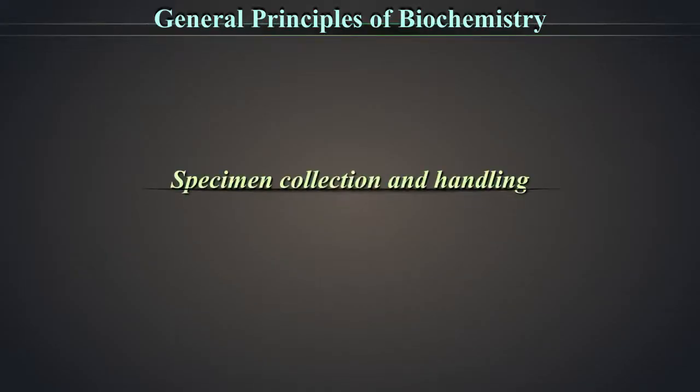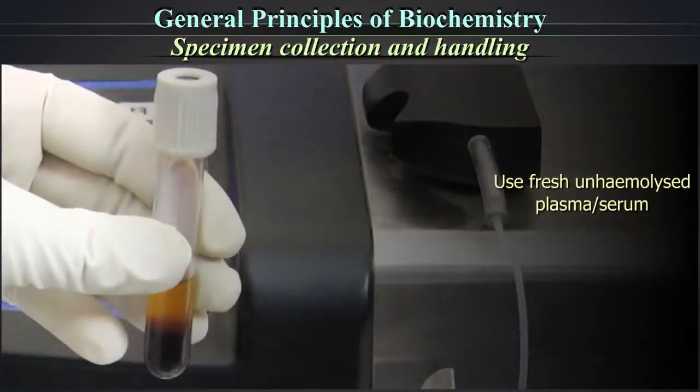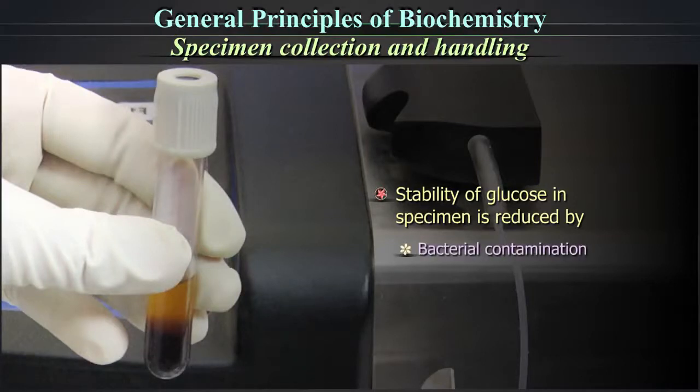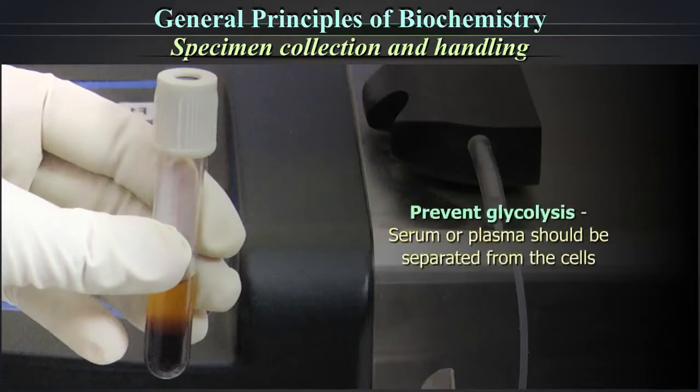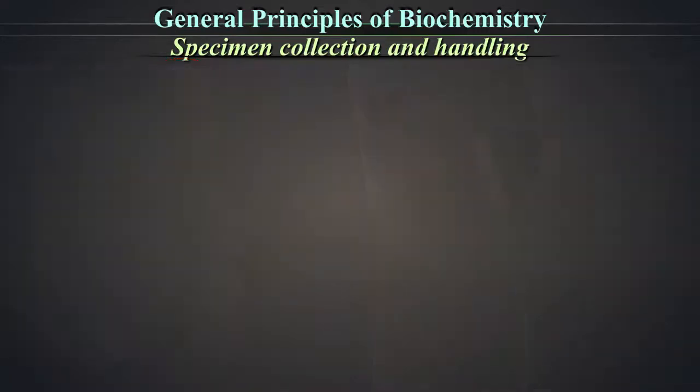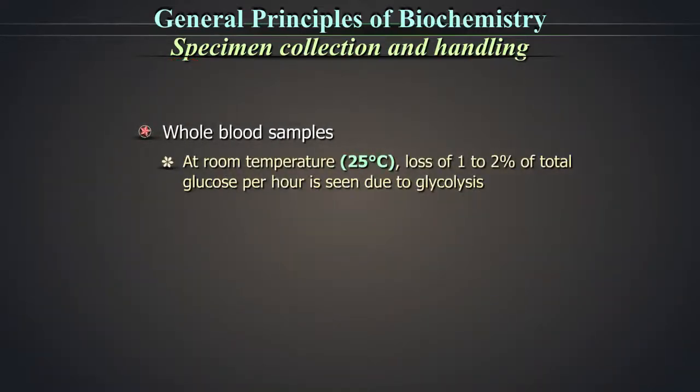Specimen collection and handling. Use fresh unhemolyzed plasma. The stability of glucose in specimen is reduced by bacterial contamination and by glycolysis. Serum or plasma should be separated from the cells as soon as possible to prevent glycolysis. The best collection tube is the gray fluoride tube that contains glycolysis inhibitors. At room temperature, that is 25 degrees Celsius, a loss of 1 to 2% of total glucose per hour is seen in whole blood samples.